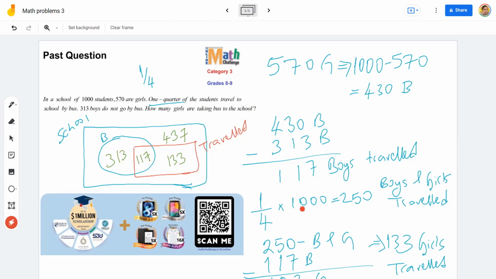And next one, let's find the total number of students who traveled. So the total number of students times 1/4, because we know that a quarter of them travel, means 1/4 of all students traveled. So we found that 250 students traveled. Among these 250, there are boys and girls. Since the number of boys who traveled is 117, if we subtract these boys from the total, we will get the number of girls. So as you see, 133 girls traveled.